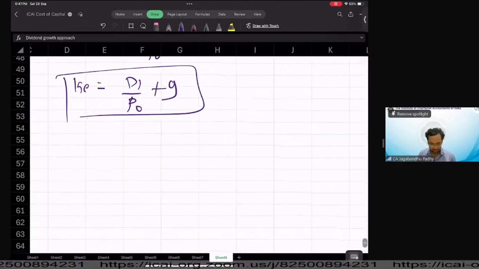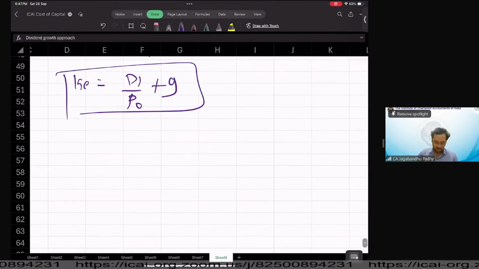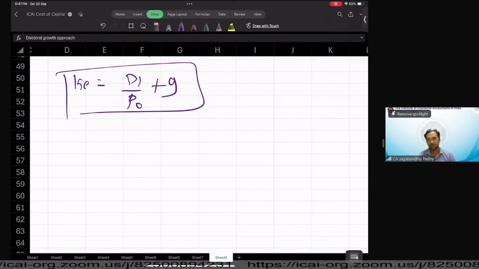That's it. K is equal to D1 upon P0 plus G. D1 is the dividend that you're going to get in the first year. P0 is the current market price, plus G is the growth rate. Growth rate is a constant number here. It's a constant growth rate that you get every year, not a CAGR.